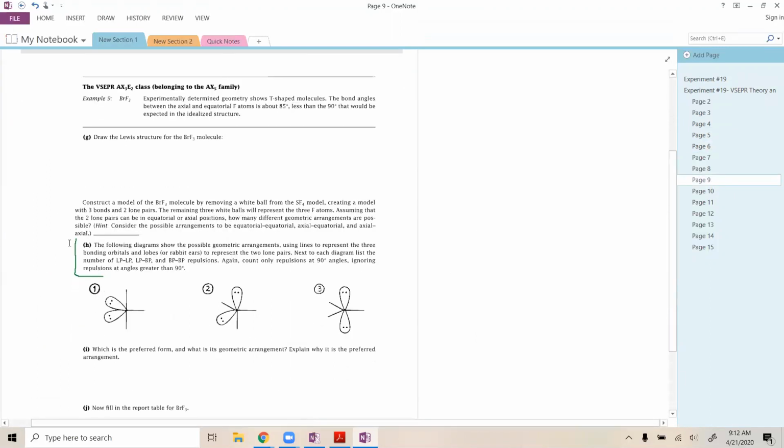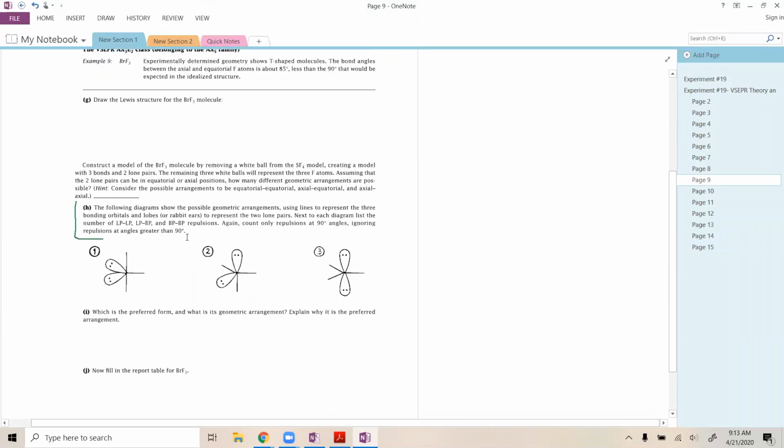The same part as when we go on to our trigonal bipyramidals, it has you draw out your different arrangements or your options of where to put those lone pairs. And that has you calculate your repulsions. So you would want to be able to say, oh, there's 4 lone pair repulsions, or whatever that answer would be. So you want to make sure that you go through and you answer those.